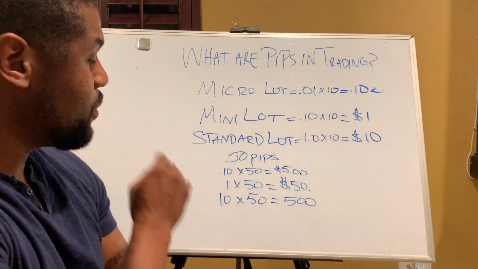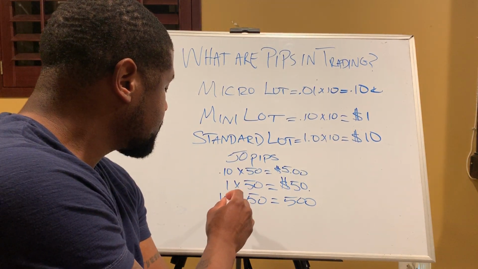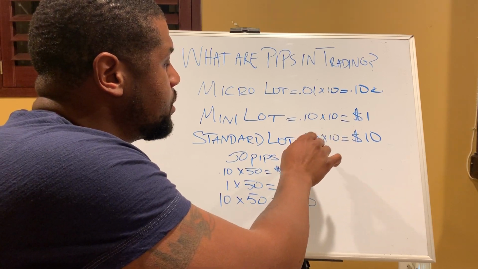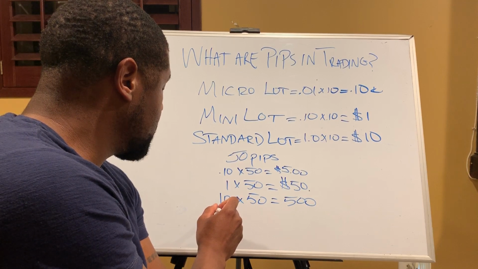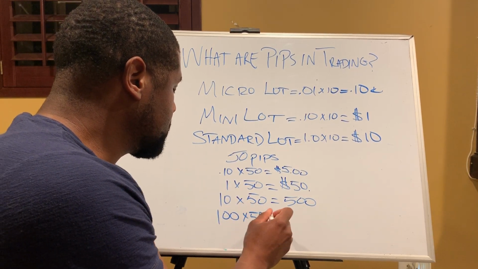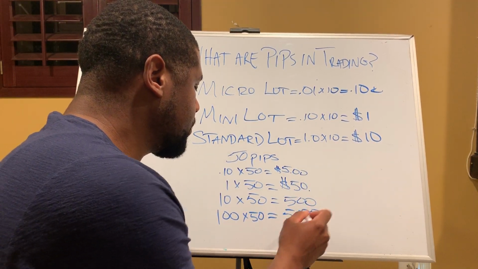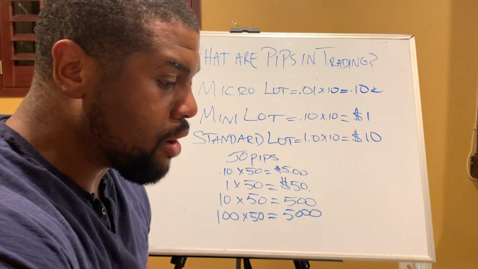Just imagine if someone was doing 10 standards, okay? Instead of 1 standard, they're doing 10 standards, right? So that would be equivalent to them making $100 a pip. And if they made 50 pips on that, that's $5,000 right there. Someone could have made that off of 1 trade. So Forex, guys, is powerful.